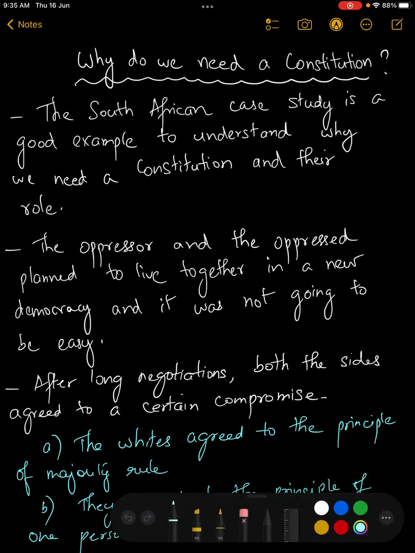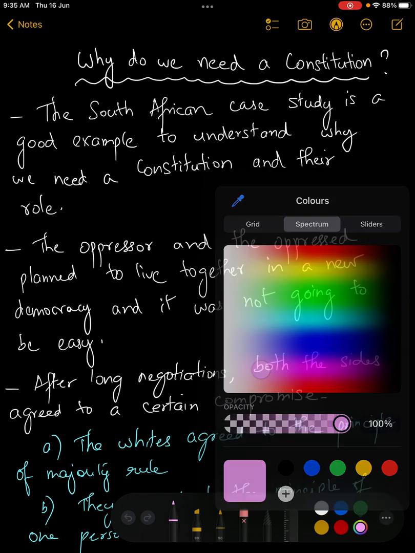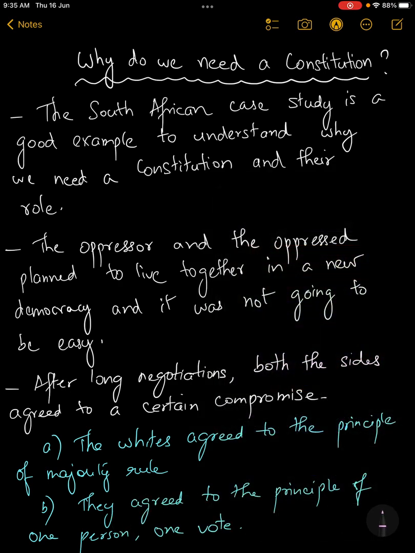So in this particular tutorial, after having discussed the entire South African case study, we will be discussing why precisely we need a constitution, and again we will be answering it using the South African example itself. Because the South African example is a very good case study to understand the need for a constitution and its role in society.